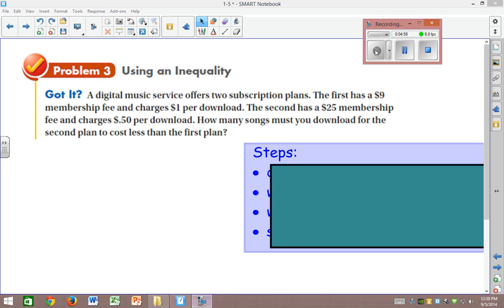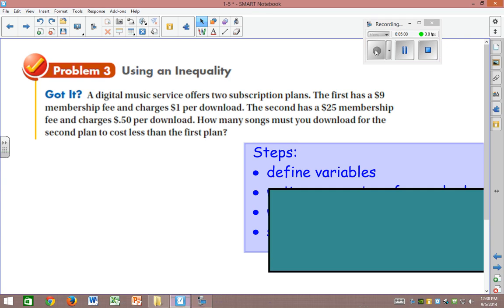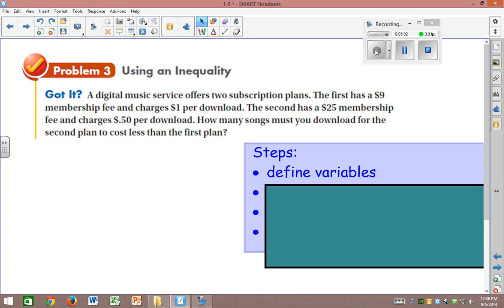So what are some of the steps we got to do? First one is identify the variables. What's the situation here? What we got going on? Oh, well, we got a music service, so some iTunes. Two subscription plans. The first is $9 membership and $1 per download, or $25 membership and 50 cents. So these are some key parts. The word per, we talked about before, means multiply.